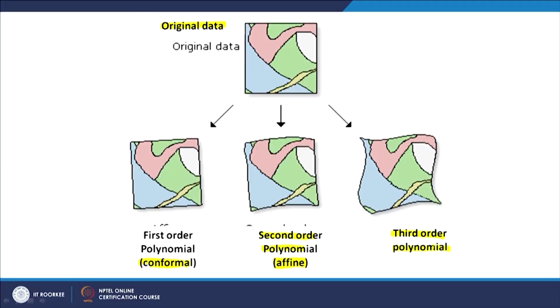Mathematically, I have seen some GIS software where they allow you to go up to even 12th order polynomial equation. But basically in GIS we do not really require to go beyond third order. Why? Because whatever geometric distortion might be present in our maps or satellite images, they can be resolved with a maximum of third order transformation.